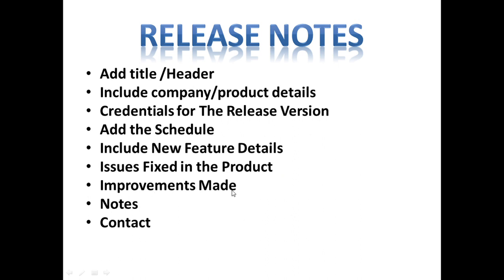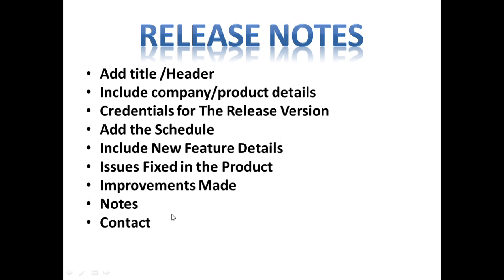Then the next section is improvements made. So you have to include the different improvements you have made in the particular software. It may be related to the speed of your software, or you can say search timing or uploading timing, like that. Then the next point, you may or may not include the notes.